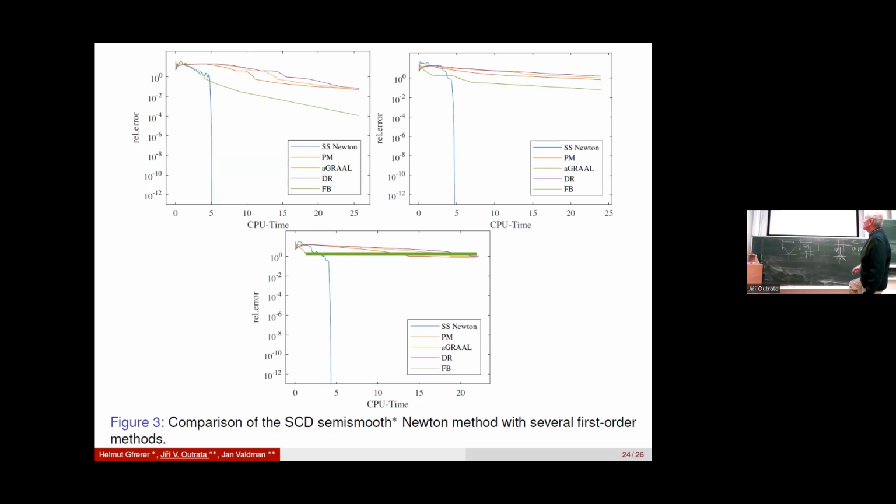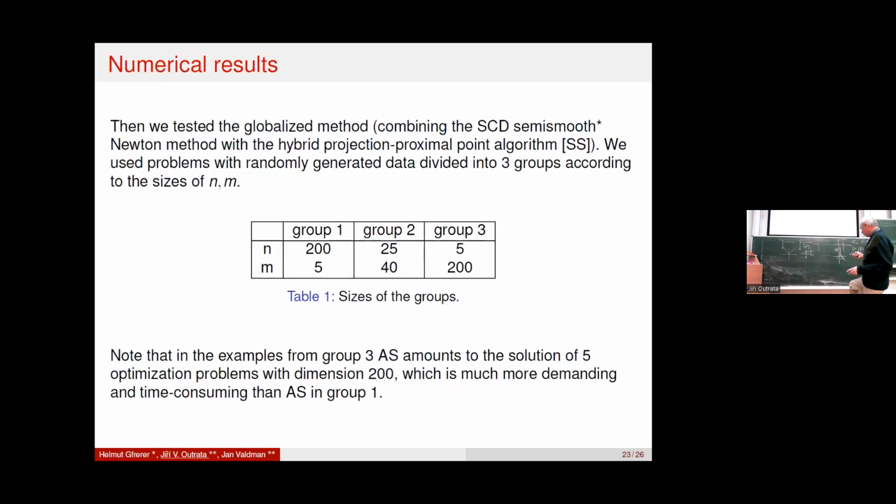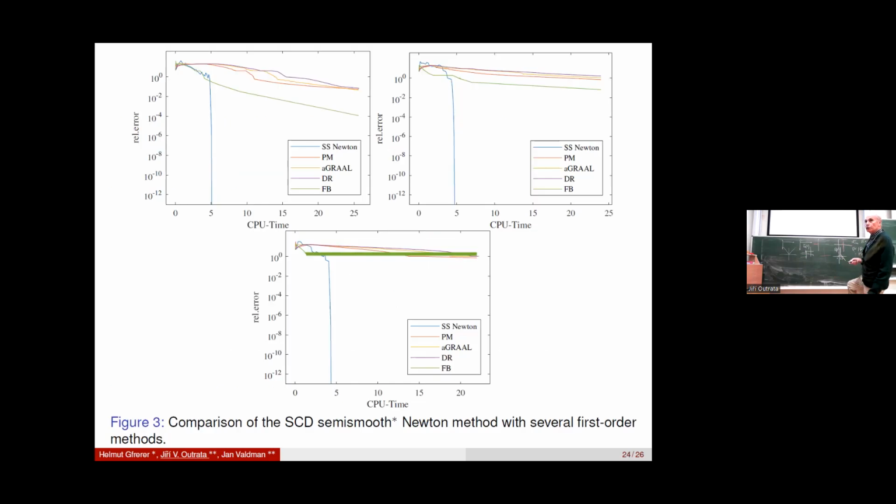But look at the first figure. Our method is now a globalized version of our Newton method. At the beginning, it worked similarly to the splitting methods, but as soon as we reach our neighborhood mentioned in the convergence statement, then we find immediately the solution after a few iterations. Whereas the splitting algorithms continue their linear convergence, and even after 25 seconds, which means five times more, we don't see any substantial progress.